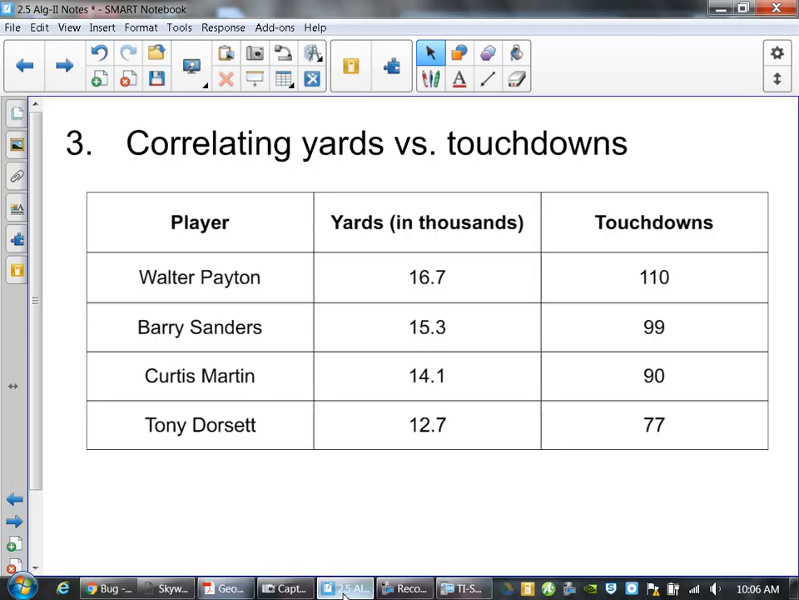You're putting yards in the L1. Usually what happens is that this will be your L1, this will be your L2. Then we'll see if there's a correlation between yards and touchdowns.